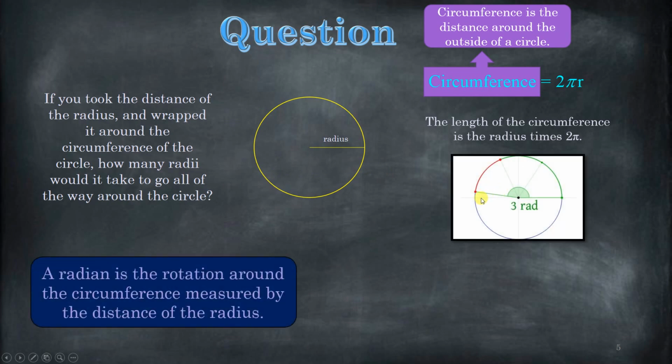So a radian is the rotation around the edge of the circumference that would be measured by 1 radius. That would be what 1 radian is. So here in this diagram, we see 3 radians. It's almost half of a circle. In fact, it would take pi radians to go 180 degrees. So to go all the way around the circle would be 2 pi radians. So 1 full rotation, 2 pi radians, or 360 degrees.